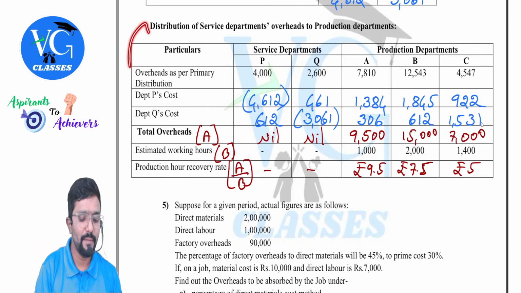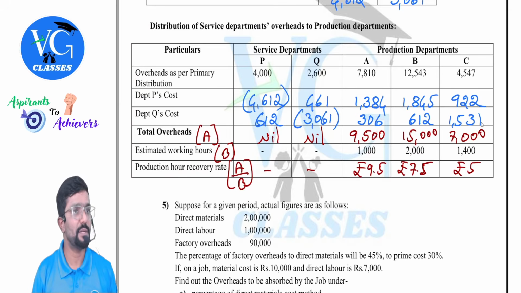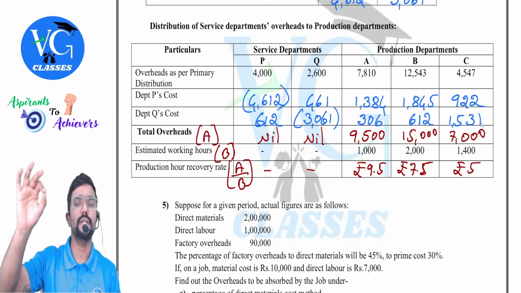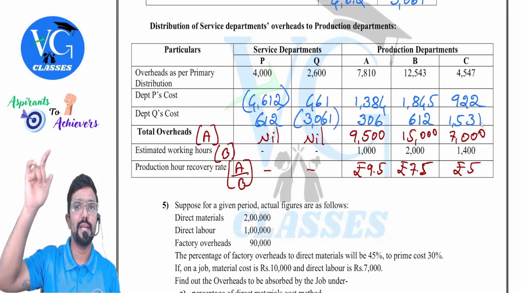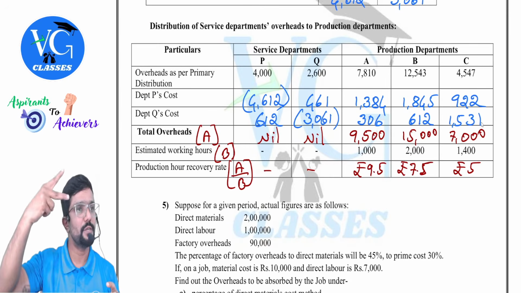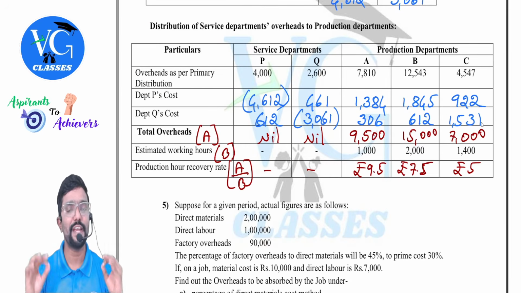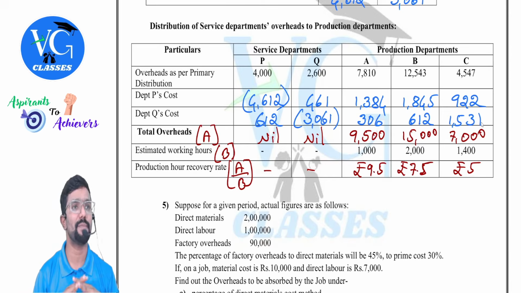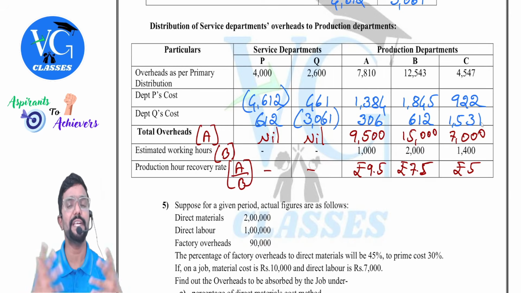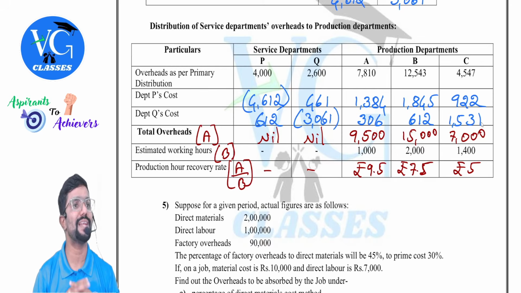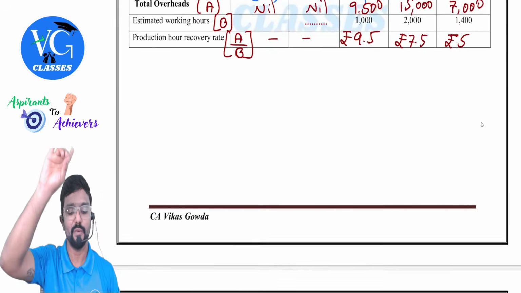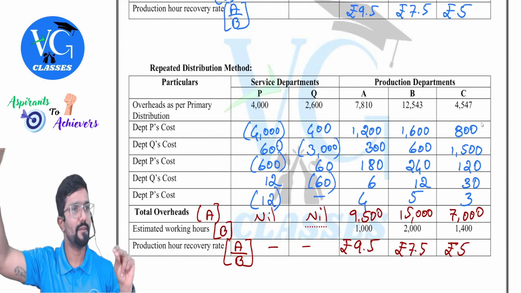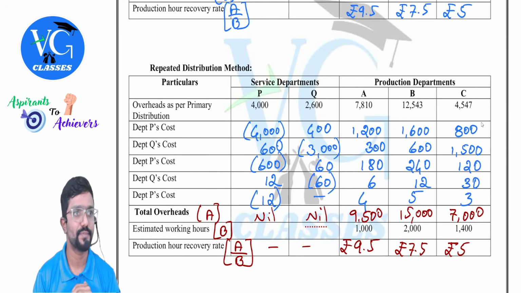This is nothing but the same as how we did in the simultaneous equation method. In simple terms, for the simultaneous equation method and the trial and error method, we need to solve it in two steps. In the first step, you need to find out the total cost of the service department. Then you need to redistribute it in the second table. To whom, sir? To other service departments as well as production departments. Whereas in the repeated distribution method, there is only one step. In the first step itself, we will do that.